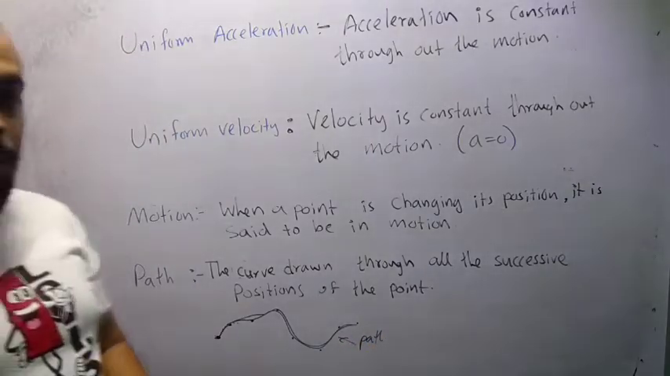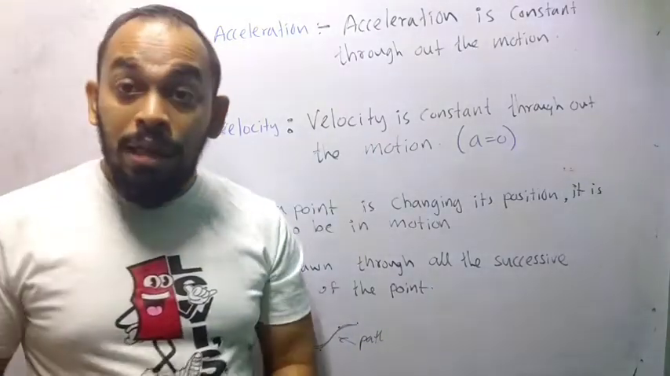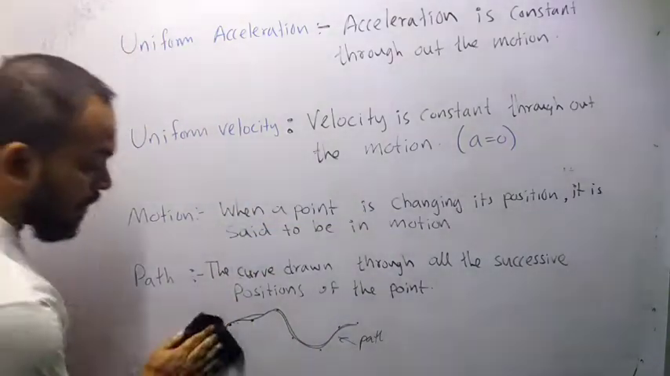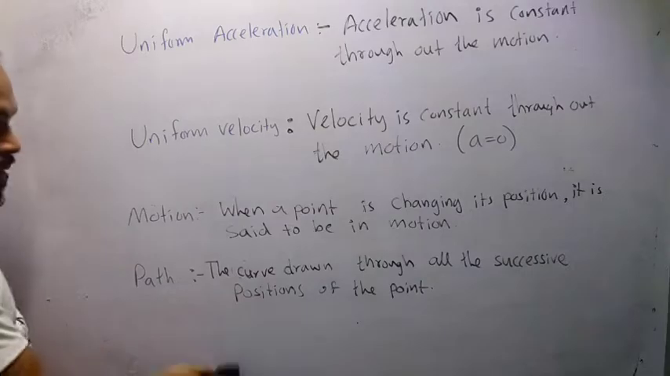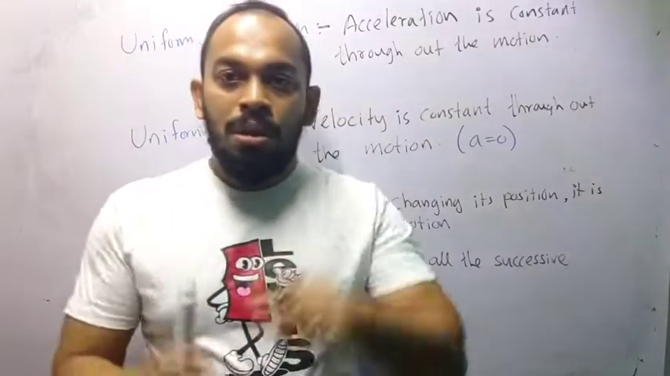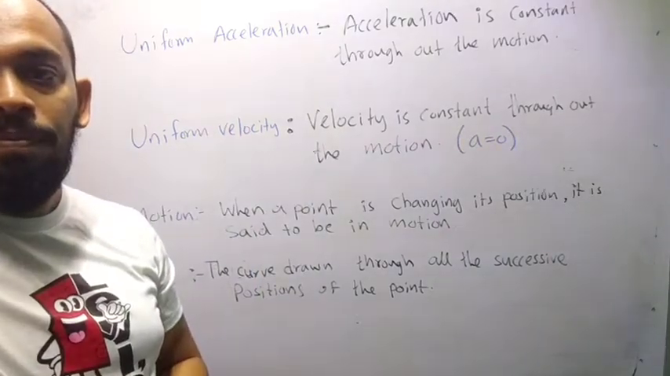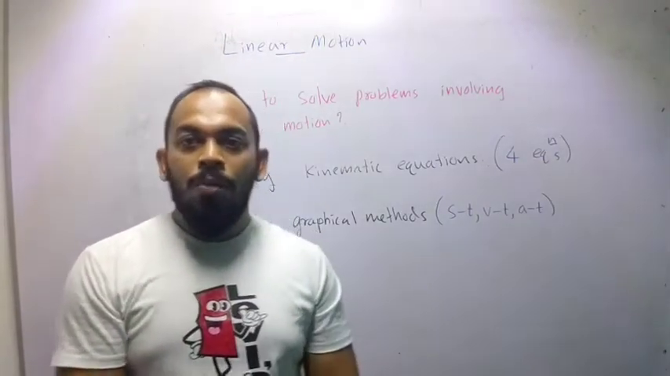So here we are only looking at linear motions. So our path is a straight line in that case, right? So we don't get curves. But when we look at circular motion, our path will be a circle, right? So we have to make that distinction. Now let's get into problem solving.